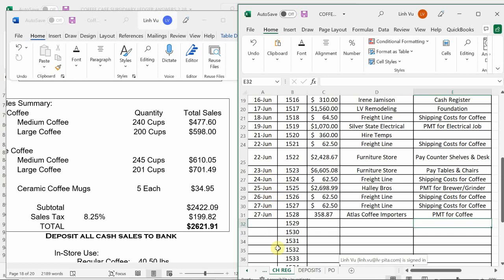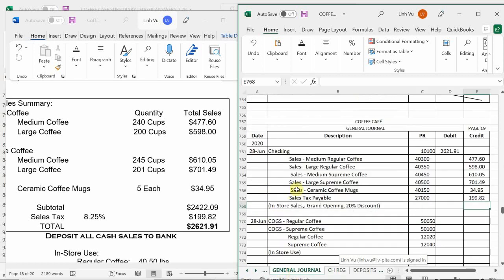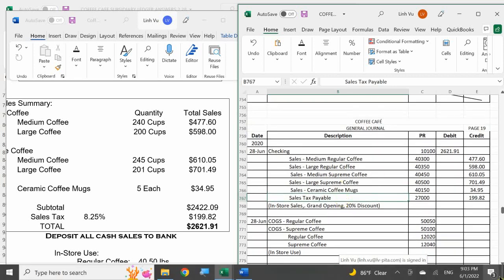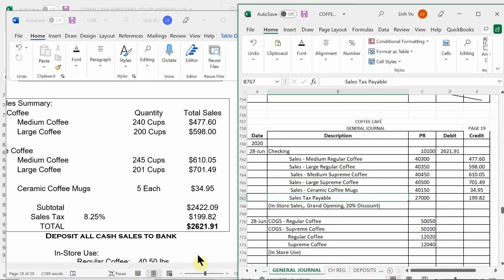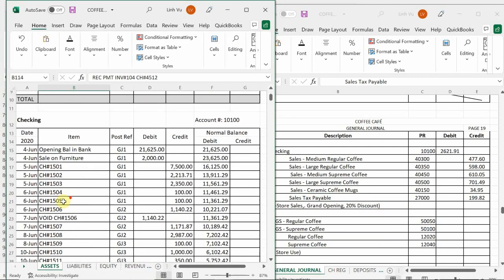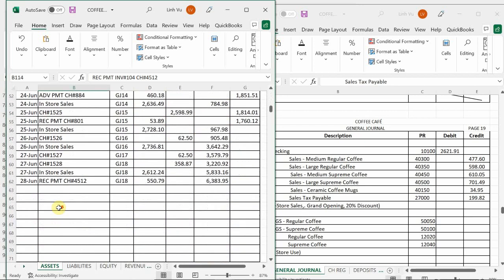So let's see what is next. Now that I finished my journal and deposited the money, I need to update my ledgers, starting with my checking account. I got some in-store sales. Okay, general journal, page 19, because we started a new page.